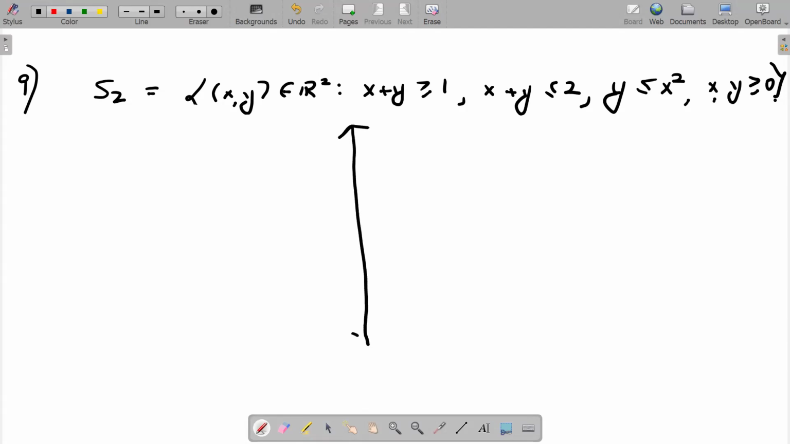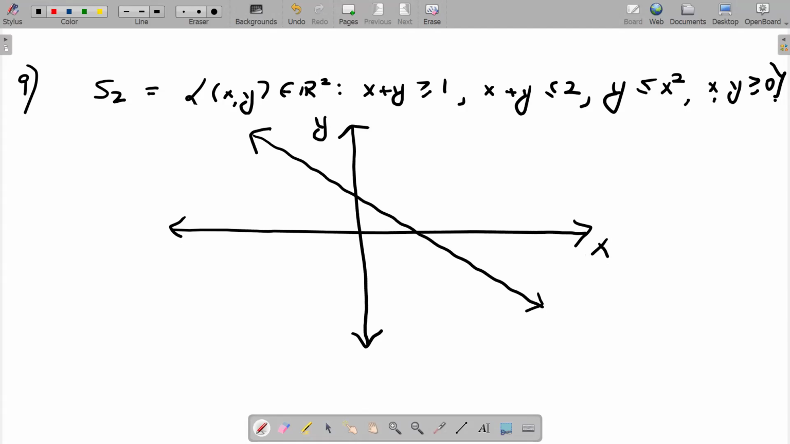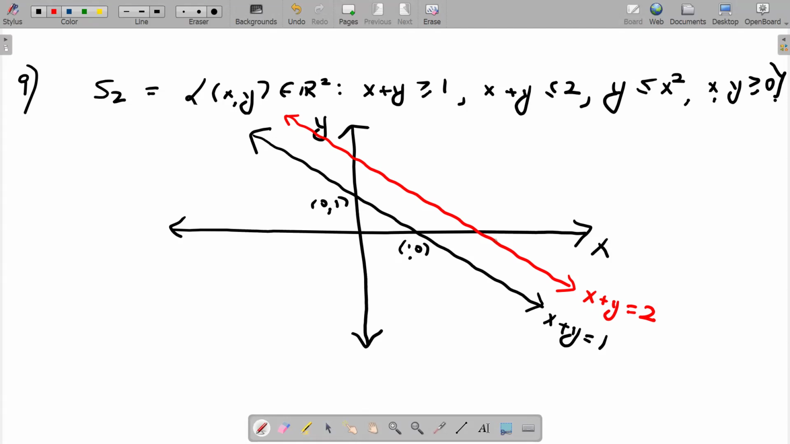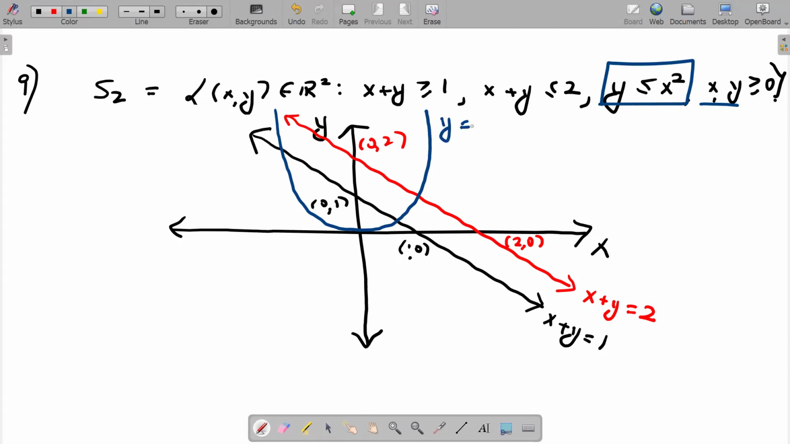If I plot a graph for this, this is x, this is y, this is the x plus y equal to 1 line. This is the x plus y equal to 2 line. Okay. So this is 1 comma 0, 0 comma 1. This is 2 comma 0, 0 comma 2. Okay. And using blue color, I'm plotting the parabola, which is this. This is my parabola y equal to x square.